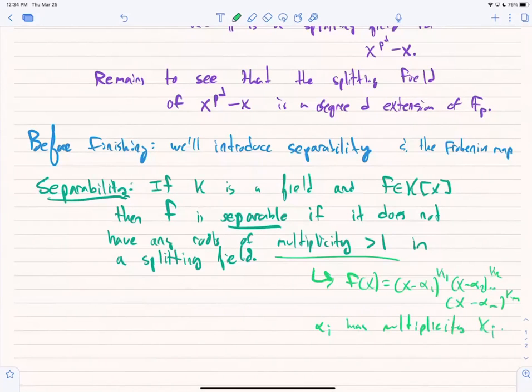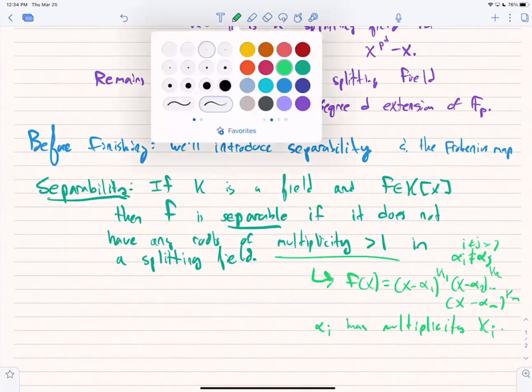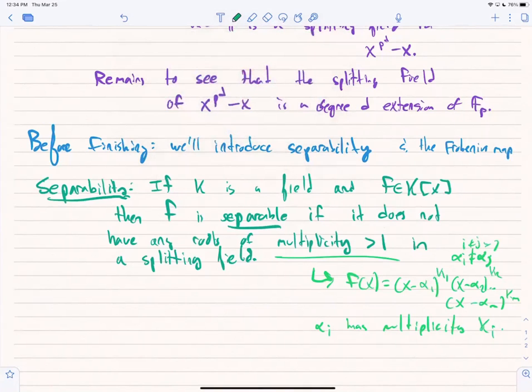So saying you don't have any roots of multiplicity greater than 1 is just saying that in a splitting field, F has as many roots as its degree, and as many distinct roots as its degree. Here, alpha i is not equal to alpha j. Okay, so that's simple enough, and that's the definition.